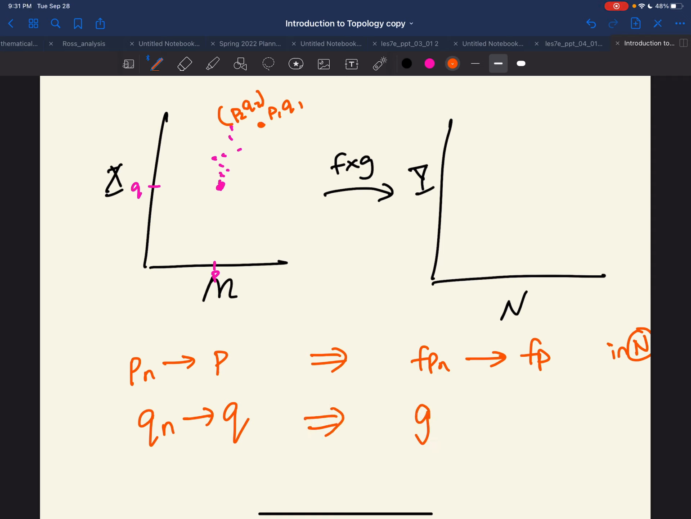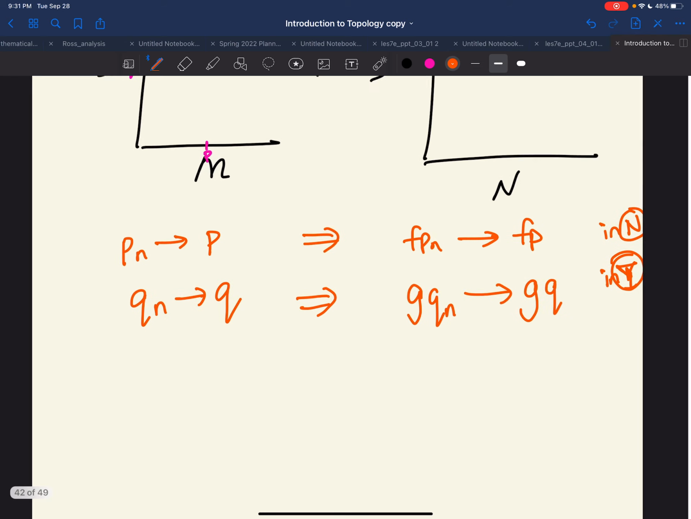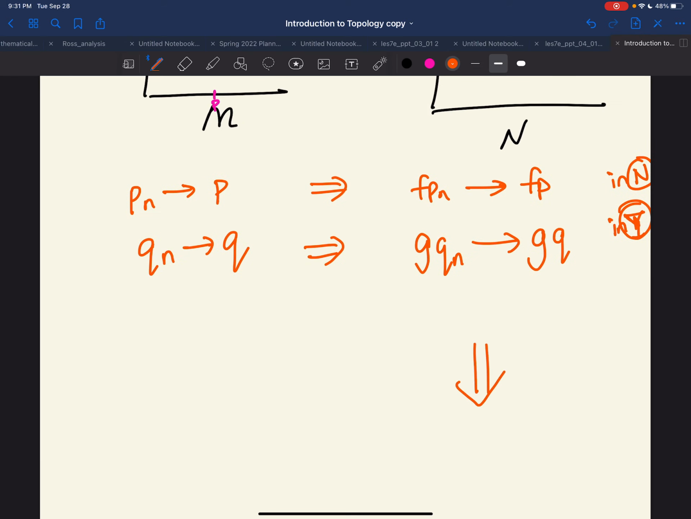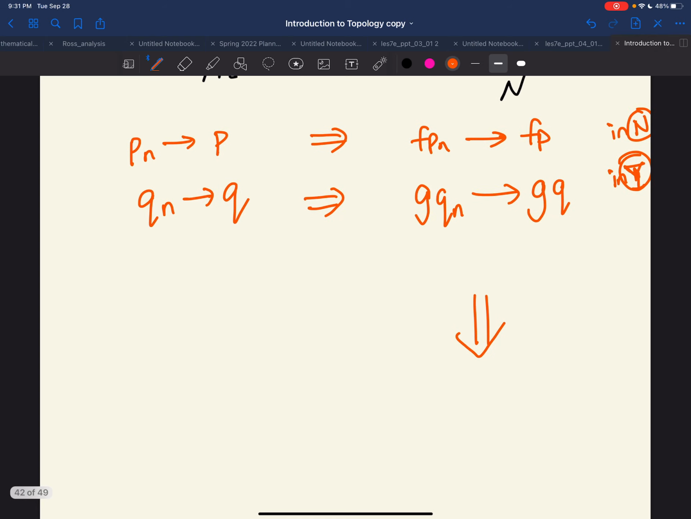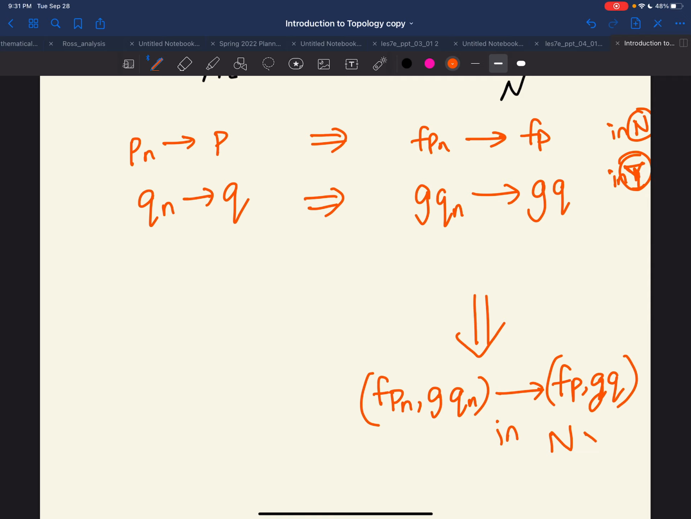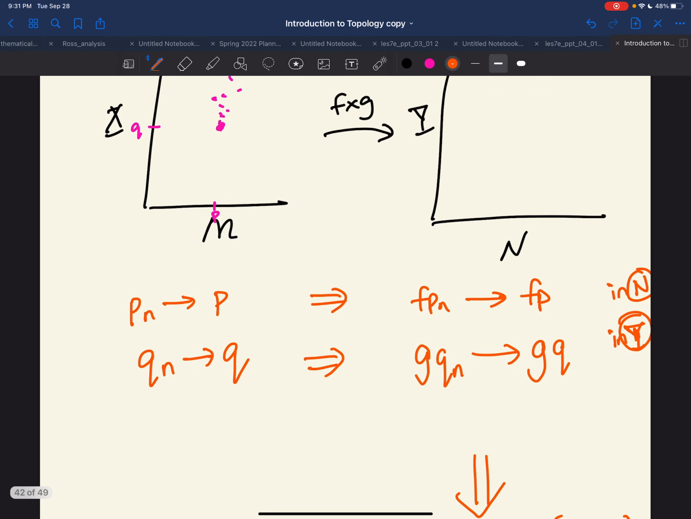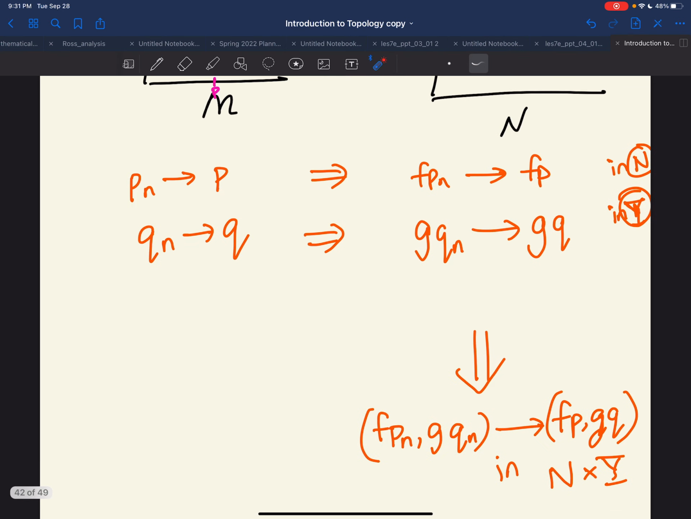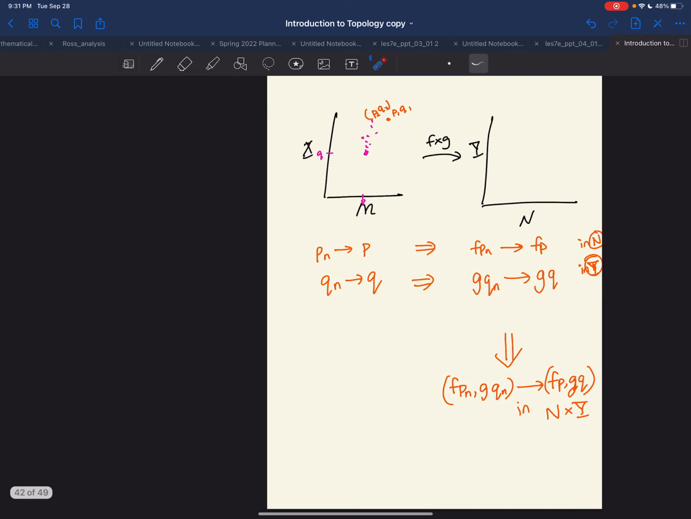And similarly, G of q_n is going to converge to G of q over in Y. And now, the fact that both of these converge will force (F of p_n, G of q_n) to converge to (F of p, G of q) in N cross Y. Because again, we're in this product space, and in our product space, convergence happens if and only if each of the components are convergent. Okay, so that's basically the sketch here.